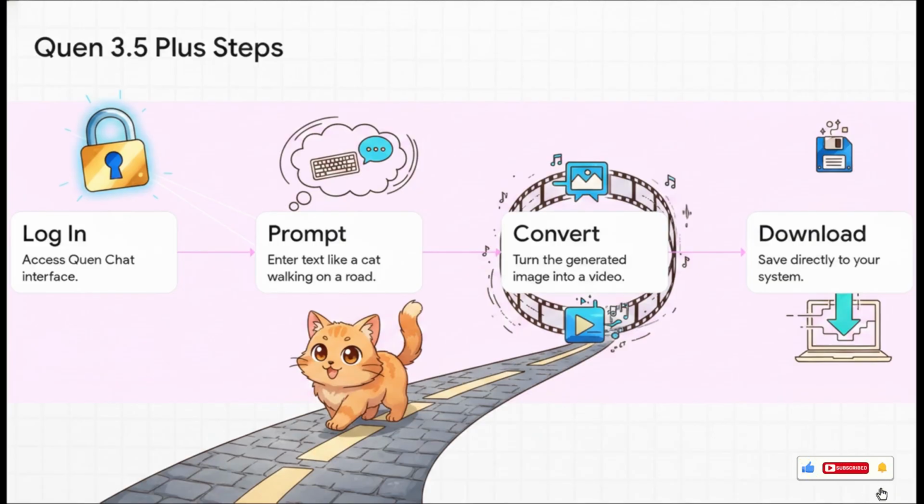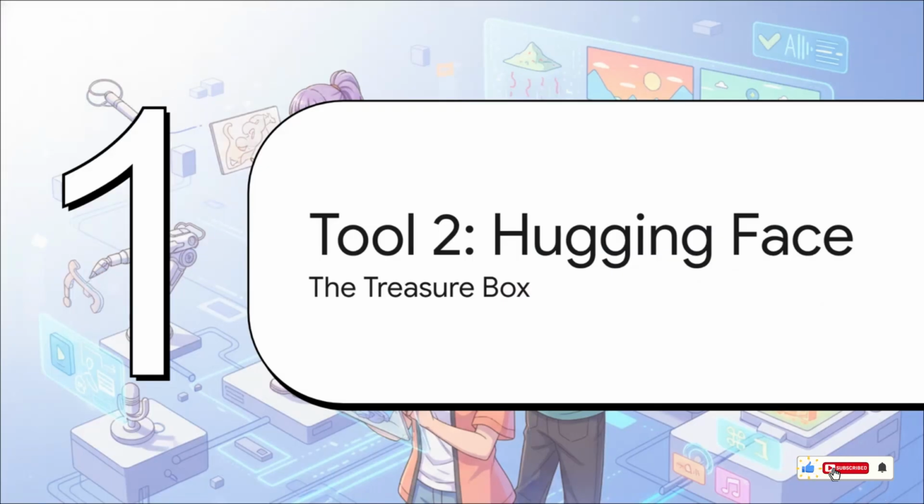The movement is buttery smooth, the animation is basically flawless, and get this, it even generates perfectly matched background sound to go with it. Then, step 4, you just hit download and save it directly to your computer. 0 credits required. How cool is that? All right, on to part 3.